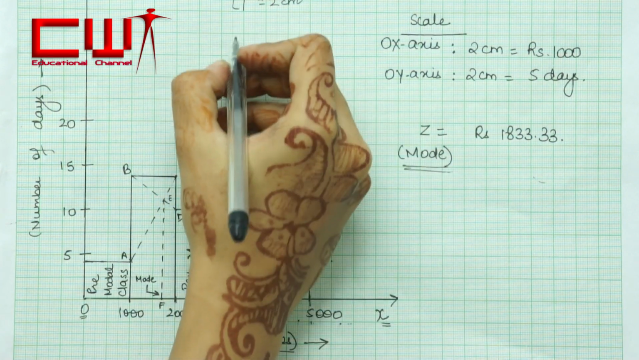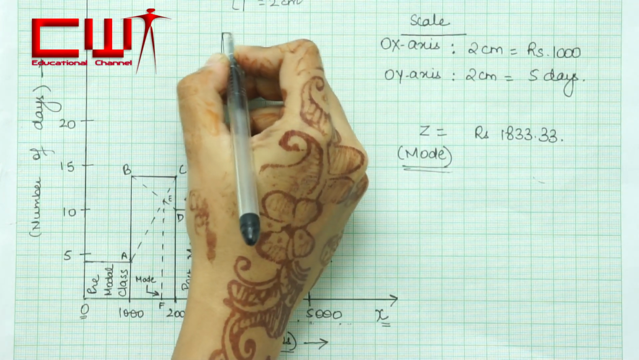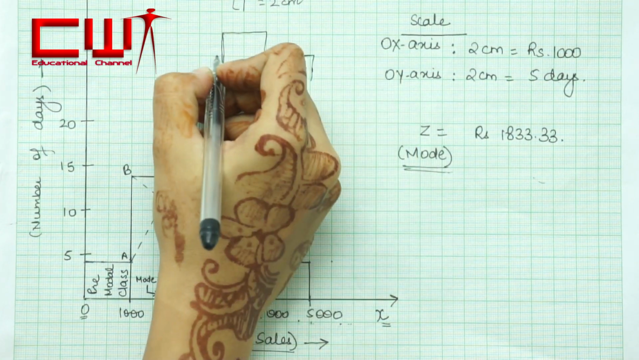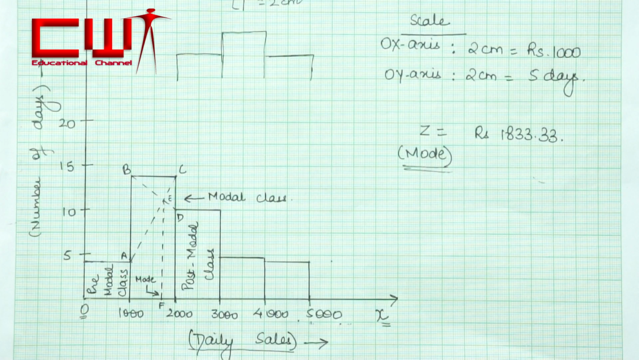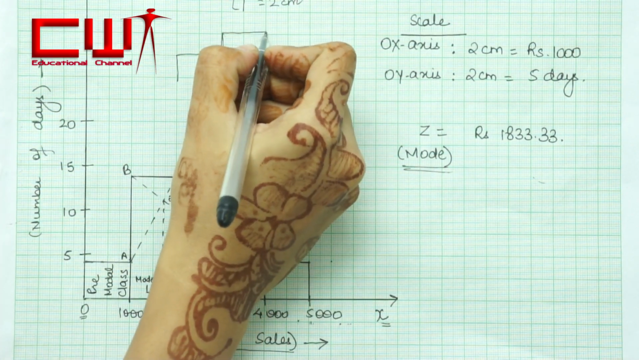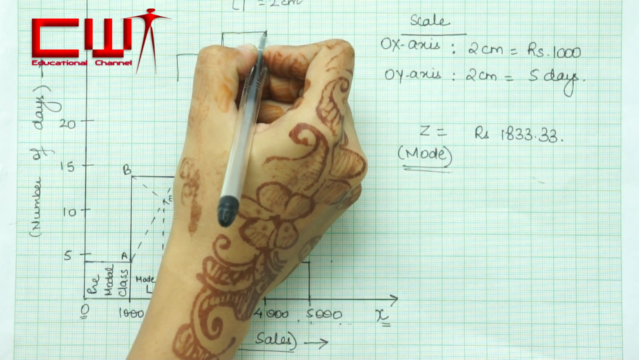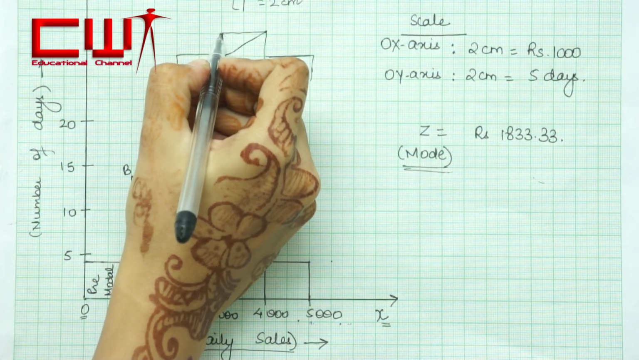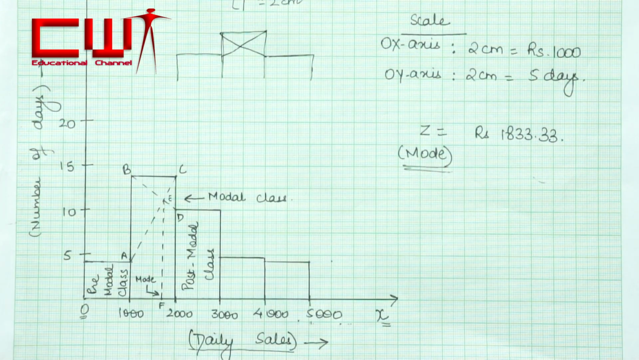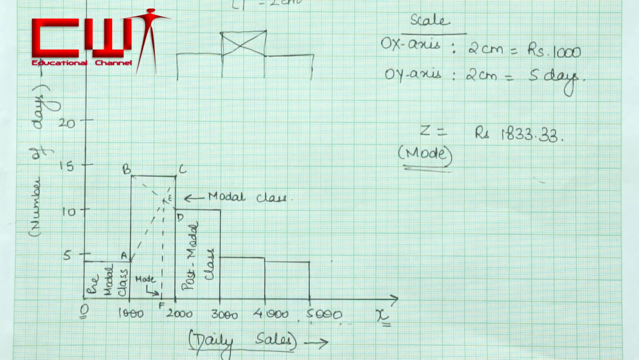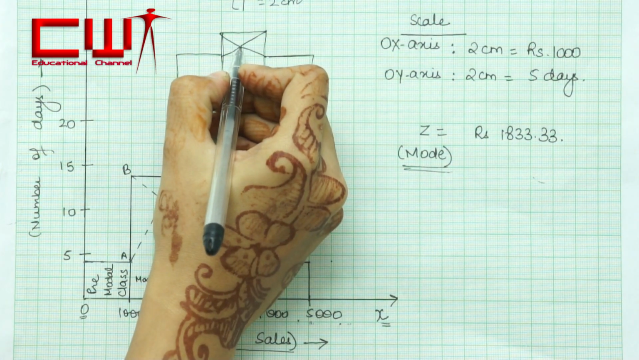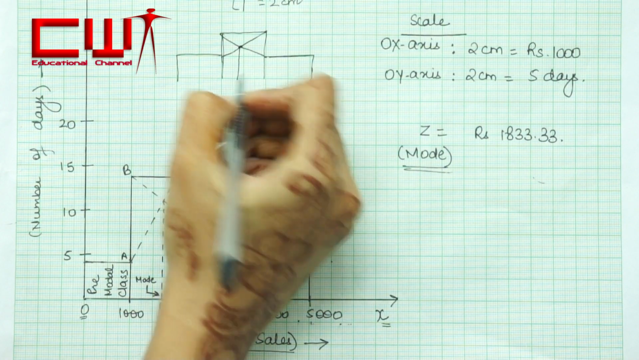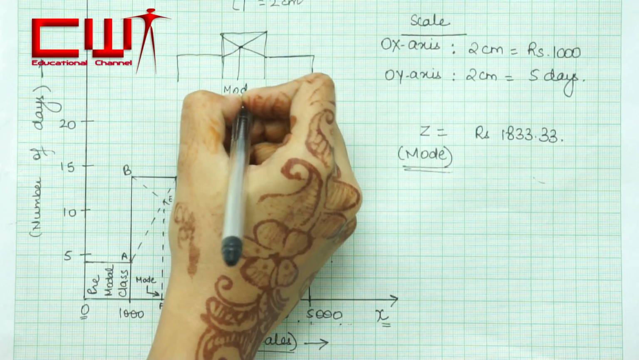That means, suppose you have this bar, and you have another bar given to you, right? How will you join the line? From the right point, you will go to the left point, right? Similarly, from the left point, you will go to the right point. This is how you will join the two lines. Now, wherever the two lines are meeting or intersecting each other, that point is known as mode, right?